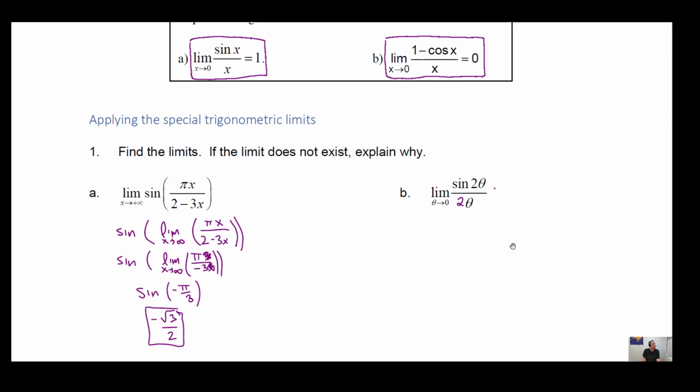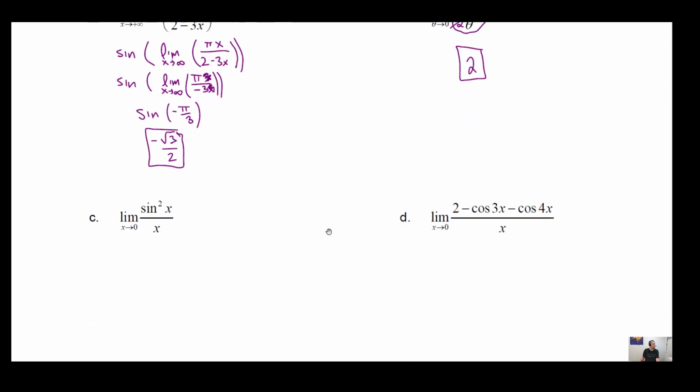This is legal as long as I simultaneously also multiply by 2 in the numerator, because 2 over 2 is 1. So now I can perform the limit of sine 2 theta over 2 theta. Both parts are going towards 0 at the same speed. This becomes 1, and the answer is 1 times 2, which is 2. And that's how we'll generally apply this fact number 1.